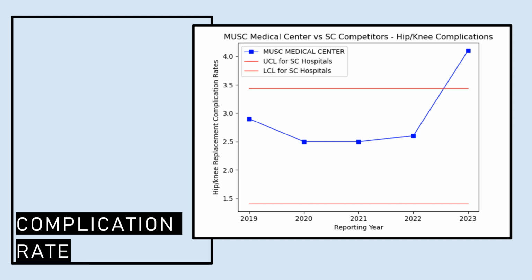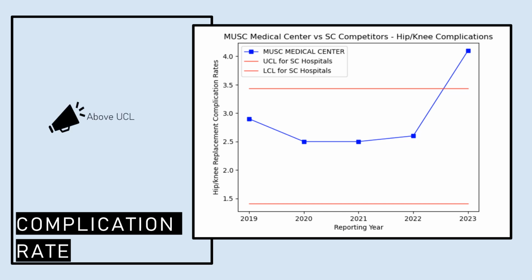On this slide, we are viewing hip and/or knee replacement complication rates. As a reminder, the complication rate is a facility-level risk standardized complication rate. The lower control limit for the peer organizations is 1.41. The upper control limit is 3.43.